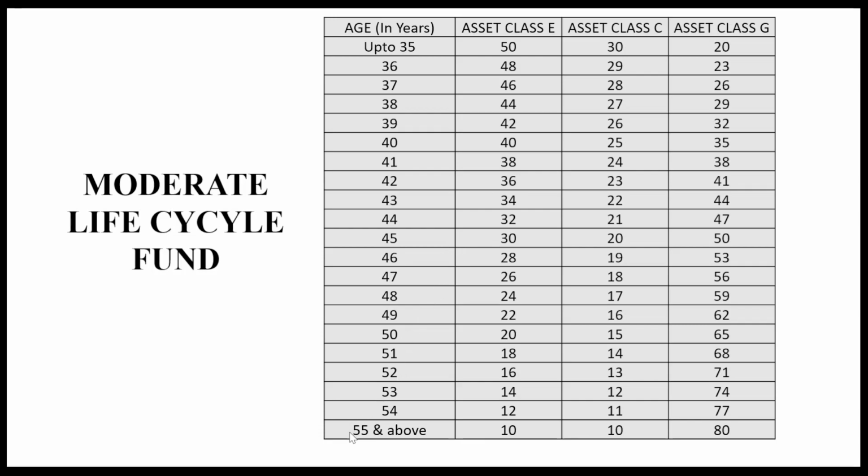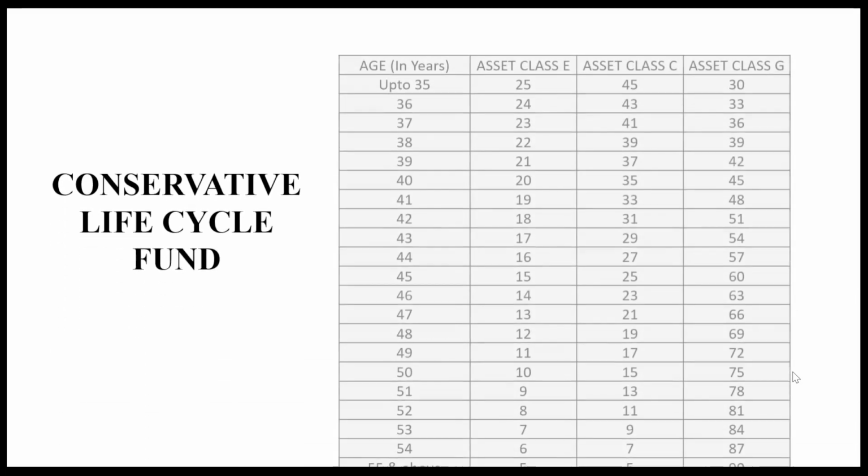And finally, when you reach 55 and above, this money is reaching to 10% in equities, 10% in corporate bonds, and 80% in government securities, thereby minimizing your risk. बात करते हैं conservative life cycle fund की.